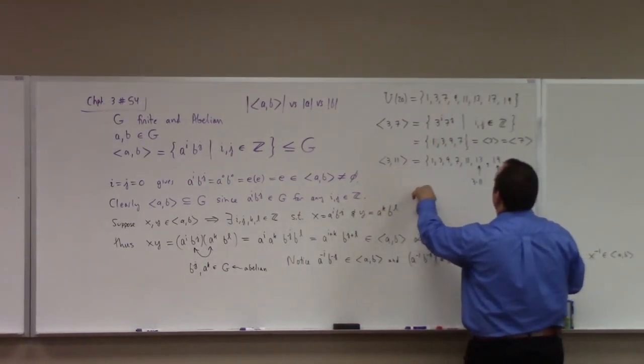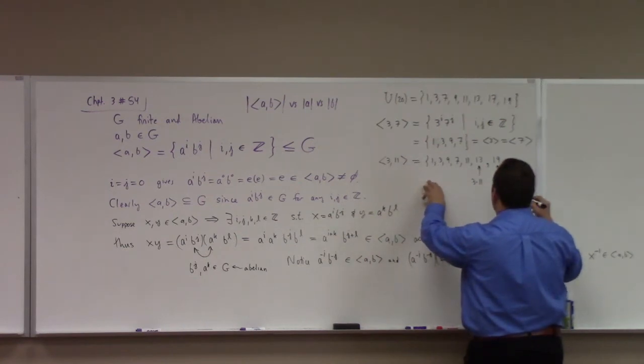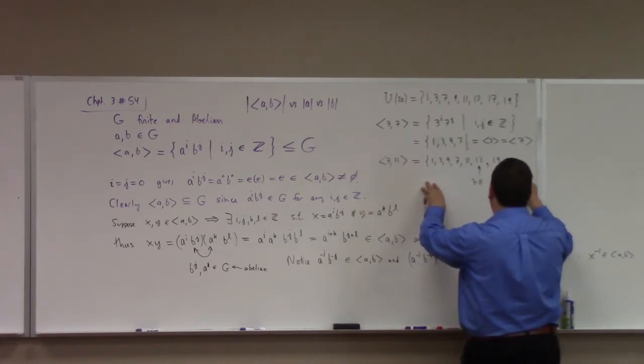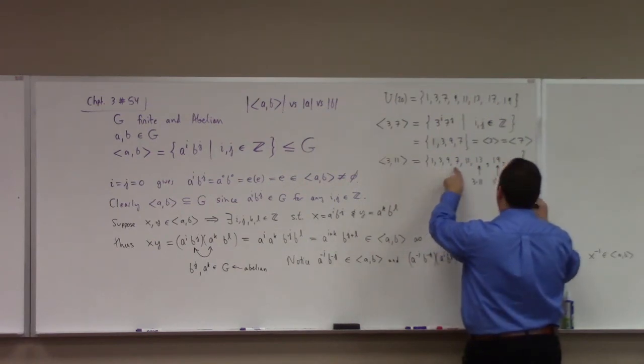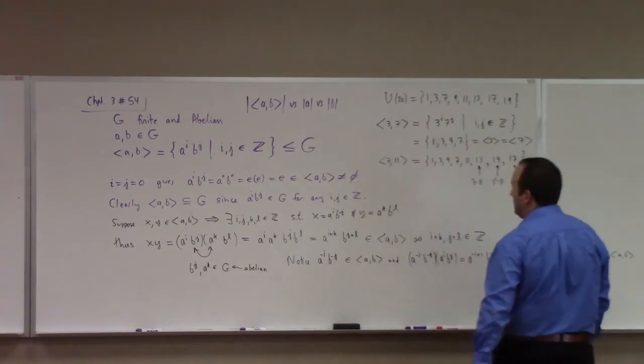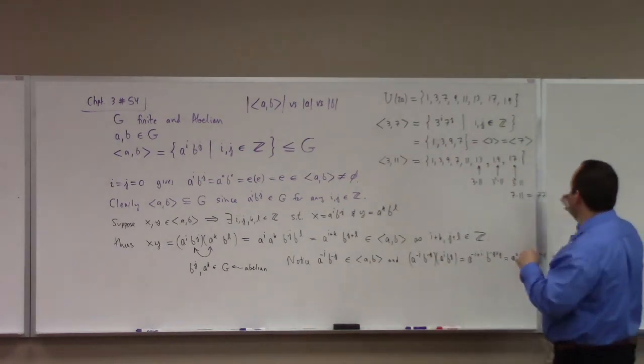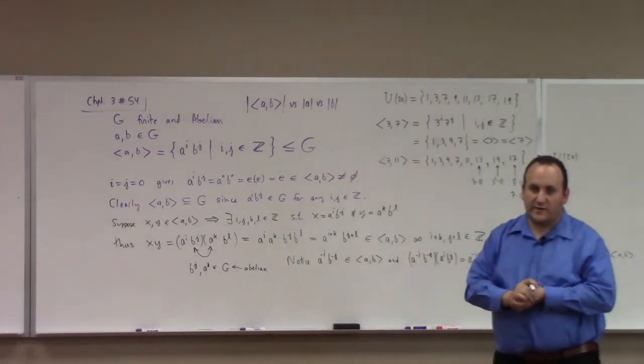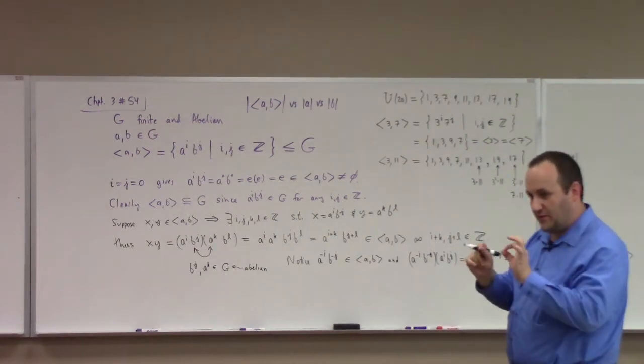Is there anything left to get? 17, let's see here, what else do we got? This was 3 squared. I'm going to guess that 3 cubed times 11 is what we're missing. What is 3 cubed? 3 cubed is 7. 7 times 11, 77, that's 17. So this is, of course, U20 again. So while U20 is not cyclic, it can be generated by two elements if you pick the right two.